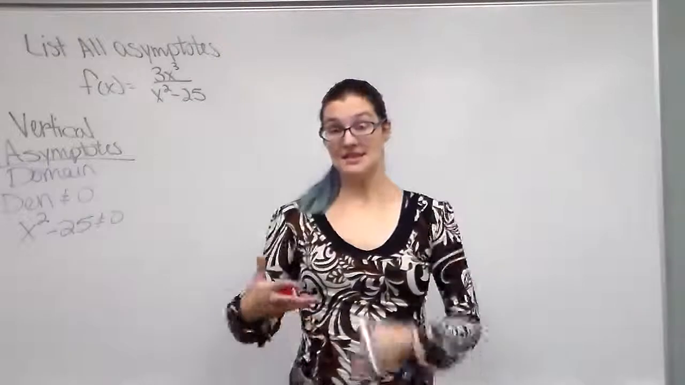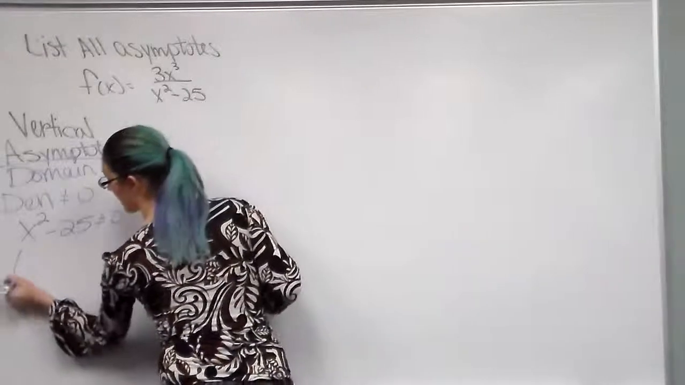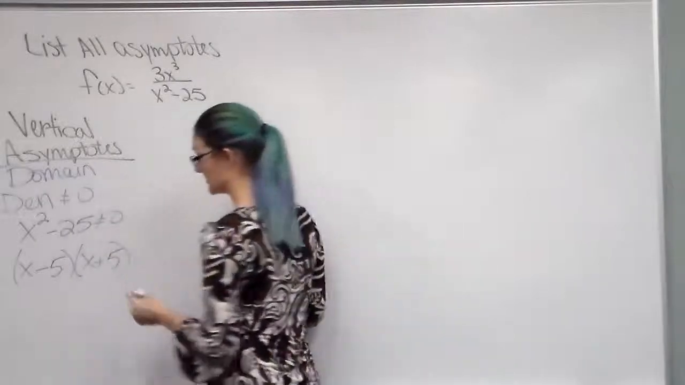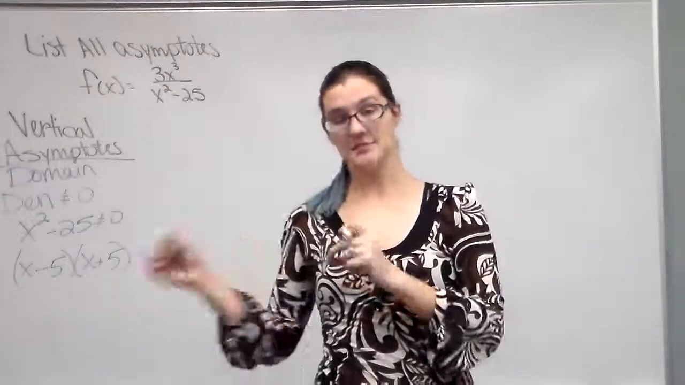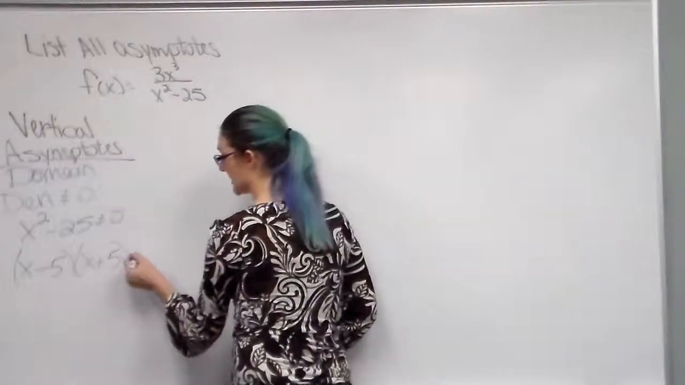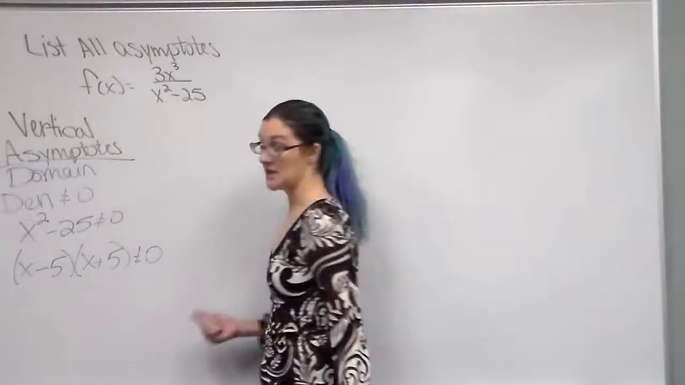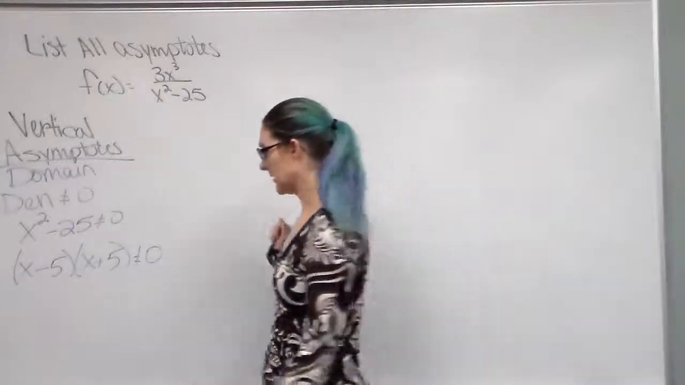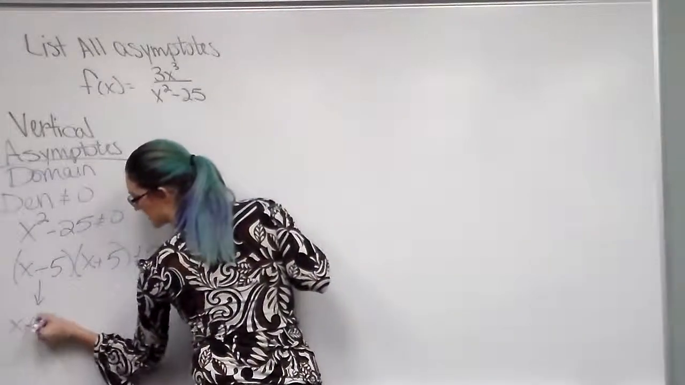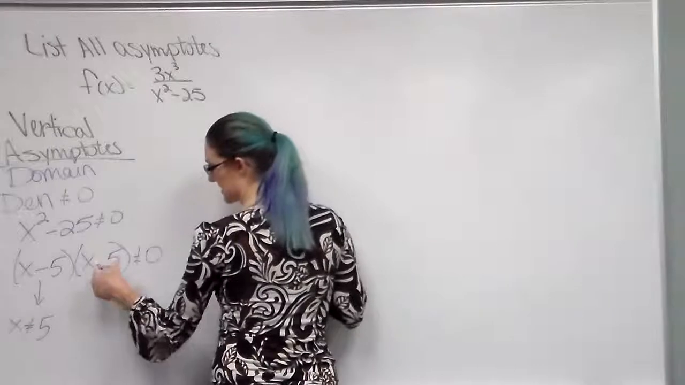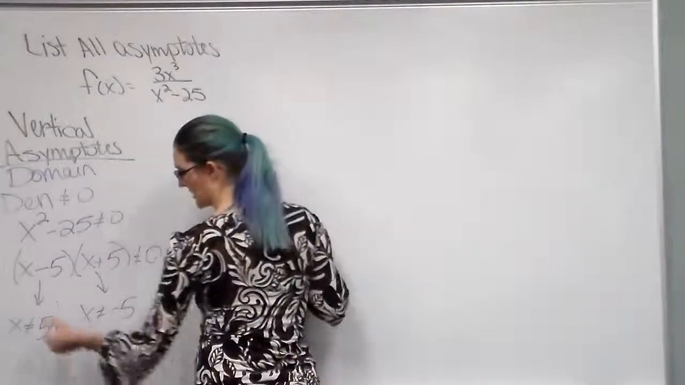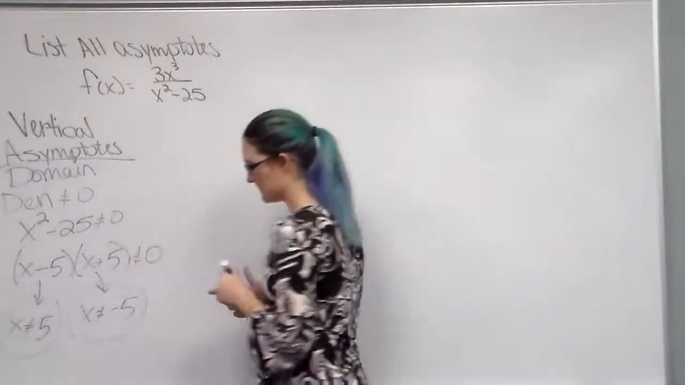X squared minus 25, that's the difference of squares. X minus 5, x plus 5. Anytime you have something squared minus something squared, it will factor to the square root of the first minus the square root of the second times the square root of the first plus the square root of the second. Right. You can solve these out. If x minus 5 cannot equal 0, x cannot equal 5. If x plus 5 cannot equal 0, x cannot equal negative 5. These are your vertical asymptotes.